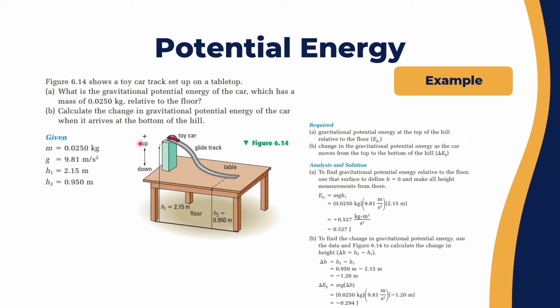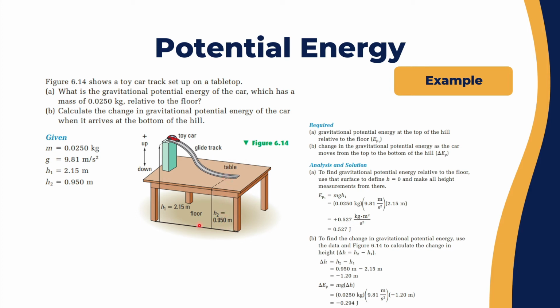We set the convention that upwards is positive, downwards is negative. The problem is asking what is the gravitational potential energy of the car, which has a mass of 0.025 kilograms, relative to the floor, and to find the change in gravitational potential energy of the car when it arrives at the bottom of the hill. What is given? Mass of the car, gravitational acceleration, height 1 at the first position, which is here, from the surface or from the floor, and height 2 when the car reaches here, from the surface or from the floor.